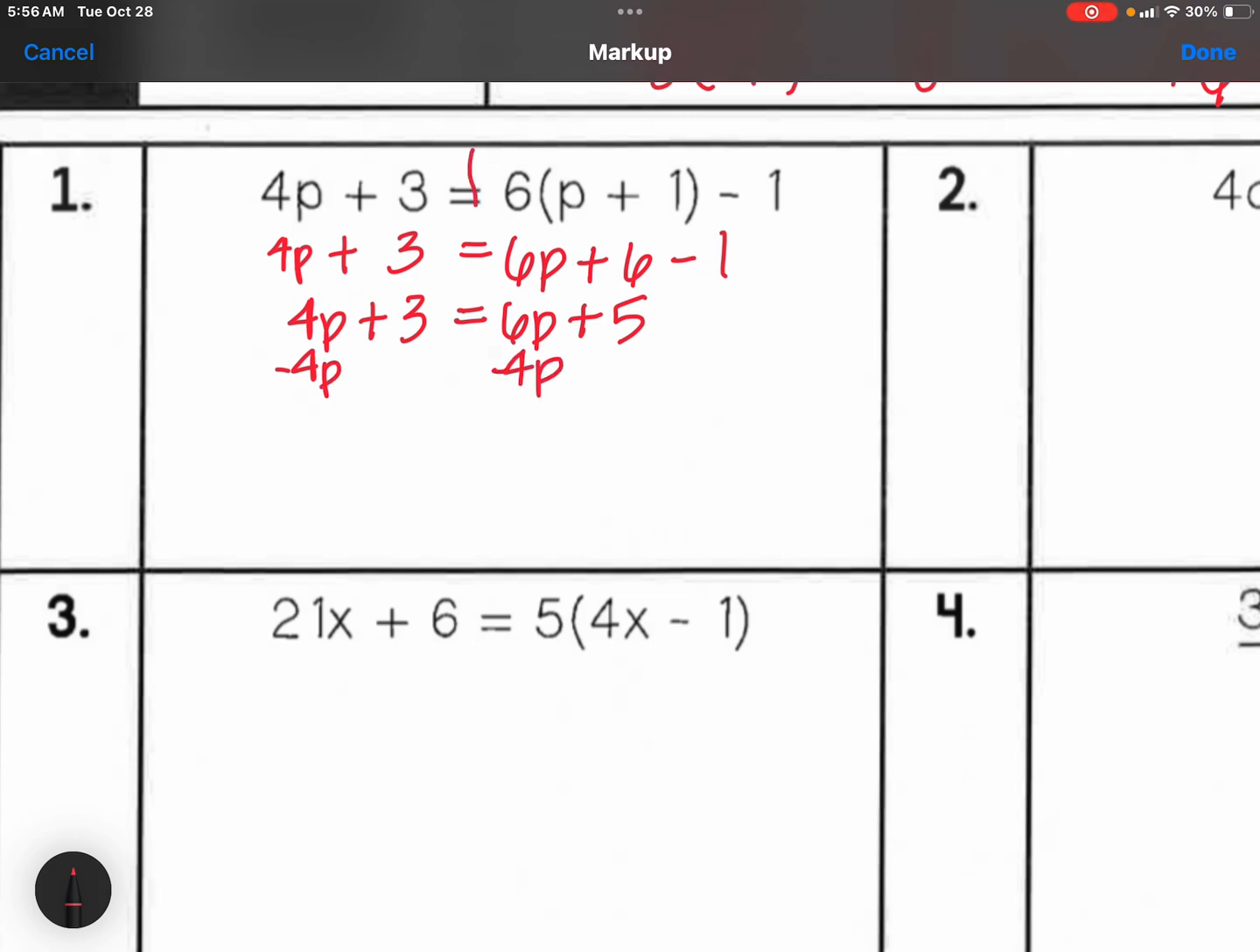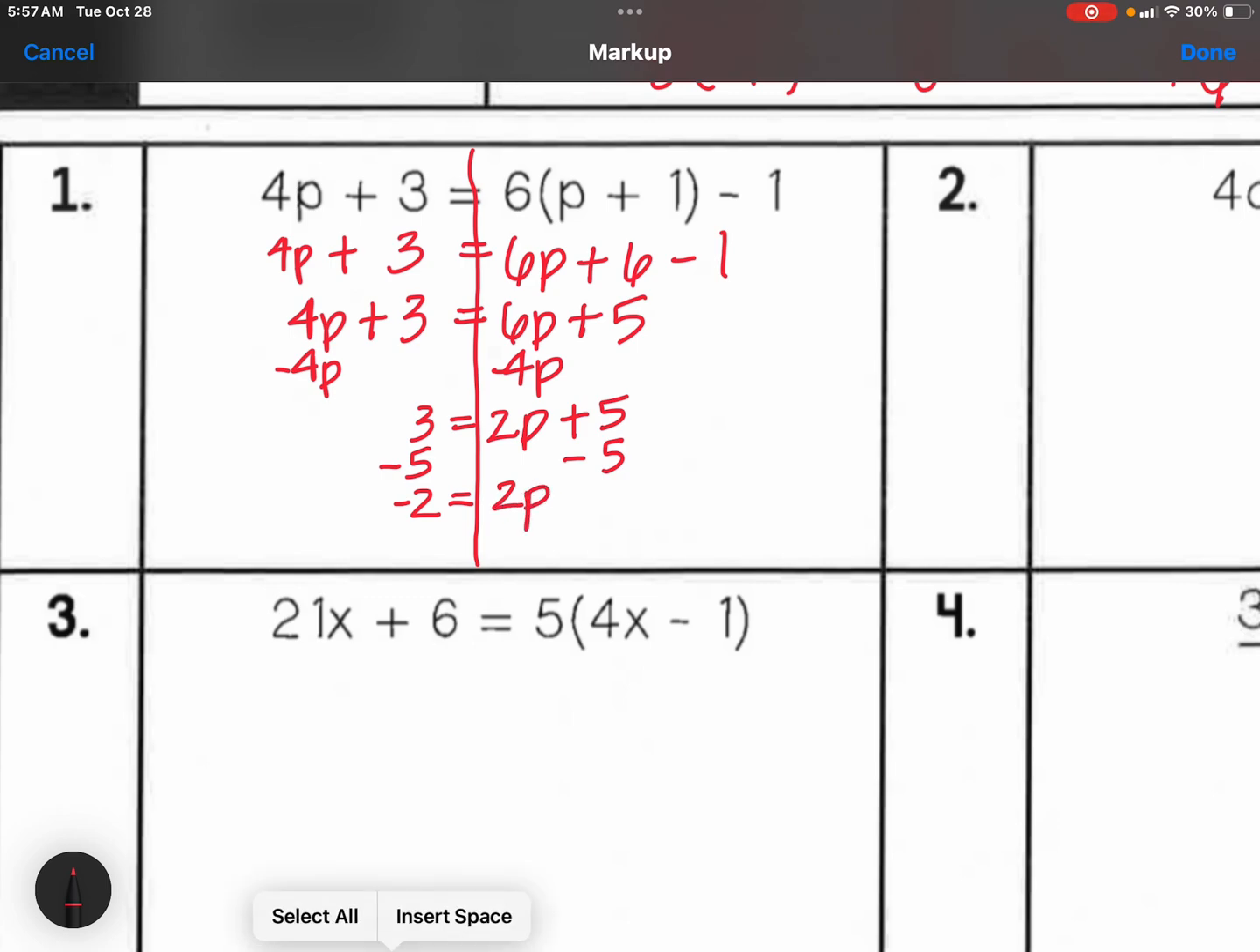When I do that, I'm going to draw my balance beam. Sorry, I should have done that to begin with. I'm left with 3 equal to 6p minus 4p is 2p, still plus 5. Now I moved my variables to the right. I'm going to move my constants to the left. We use inverse operation. So if this is plus 5, we're going to do minus 5 here. This is negative 2 equal to 2p.